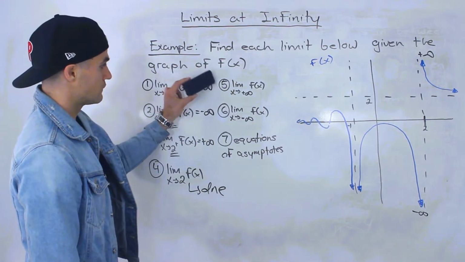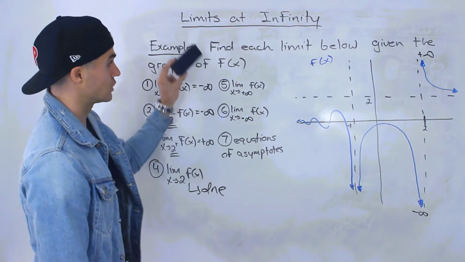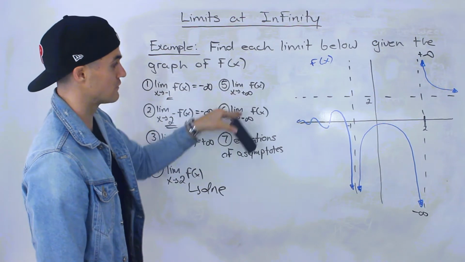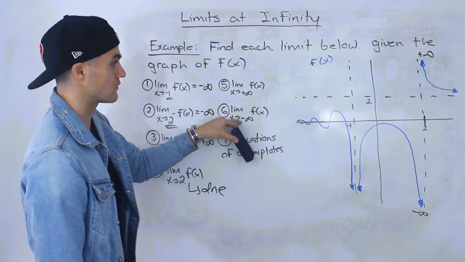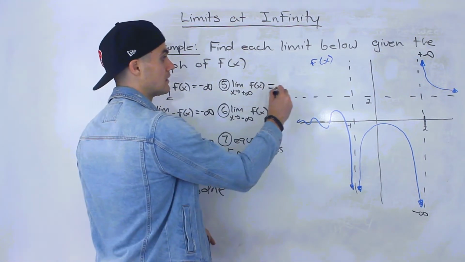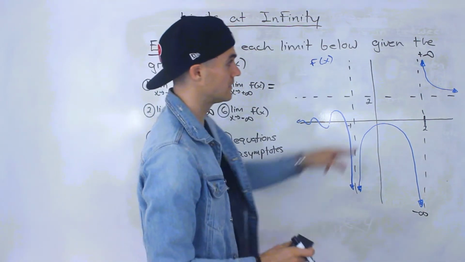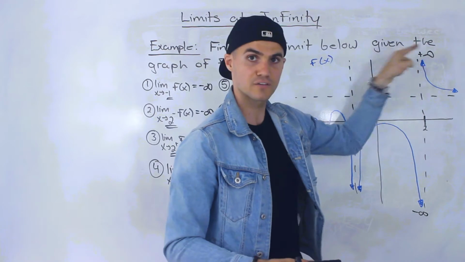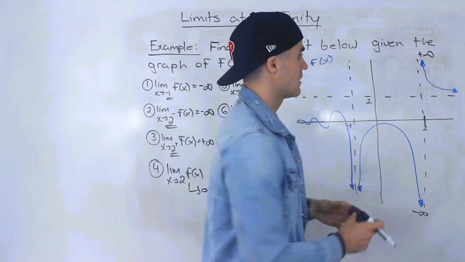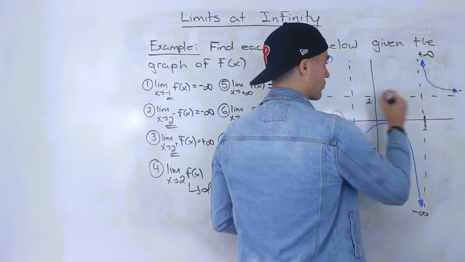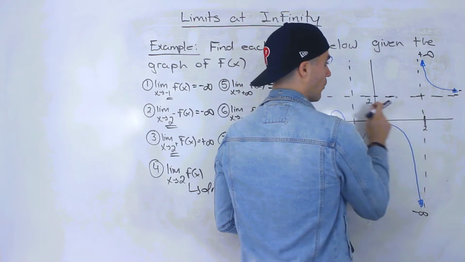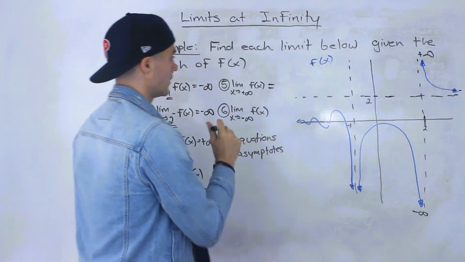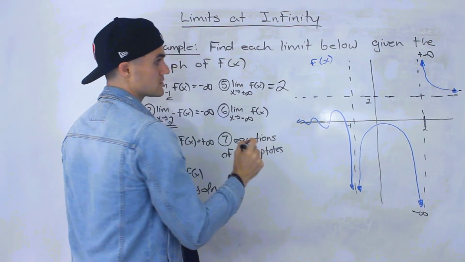Okay, let's do 5 and 6. And 5 and 6 are limits at infinity, because notice we're taking the limit as x approaches positive infinity and as it approaches negative infinity. So what's it going to be as we approach positive infinity? Well, from this graph we could tell as we approach positive infinity, as we go that way, the y values are going to approach the y value of 2. That's going to be a horizontal asymptote there. So this here is going to be 2.